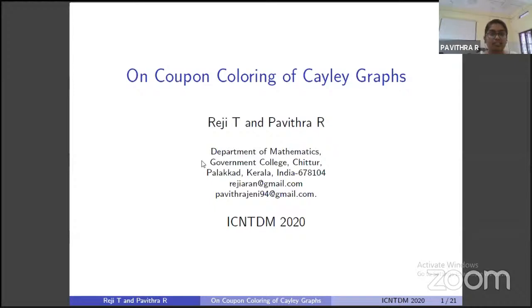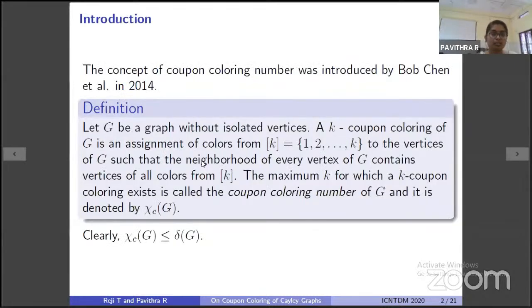We'll start. The concept of coupon coloring number was introduced by Bobson, Jeong-Han Kim, Michael Tite, and Jacques Verstraete in 2014. Coupon coloring is an improper vertex coloring. We will see the definition.